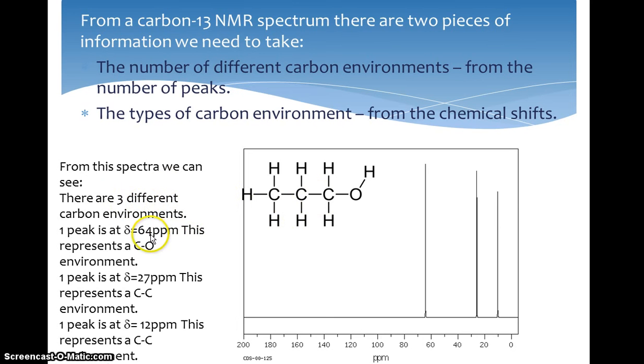We've got one peak at 64 parts per million over here, which is going to represent this carbon. We've got a peak at 27 and a peak at 12, which will represent this carbon and this carbon. It's not always possible to tell between 2 in a very similar environment, but you will get 2 different peaks. Okay, so you look at the number of peaks for the number of environments and the types of carbon from the chemical shifts.